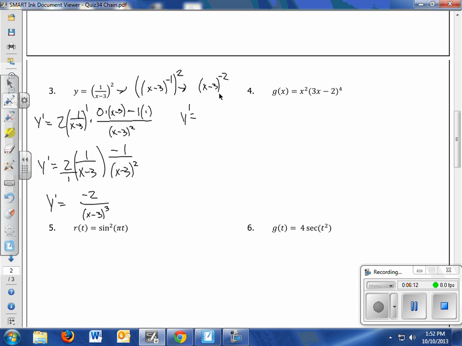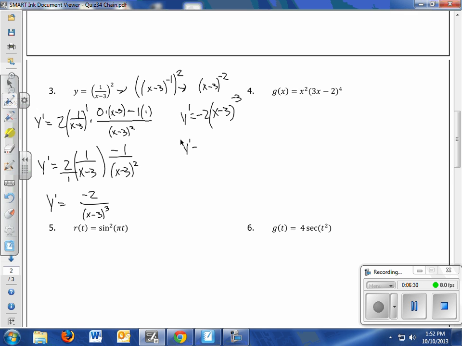Well, the outside would be x to the negative second power. The derivative of x to the negative second power would be negative 2 x to the negative third, but instead of x we leave our inside alone. That's what the big X is. And then the derivative of the inside is just 1. So this is my answer.